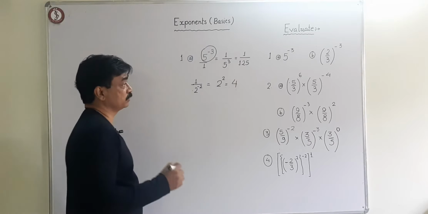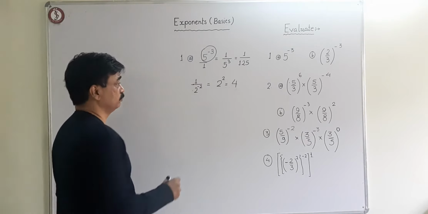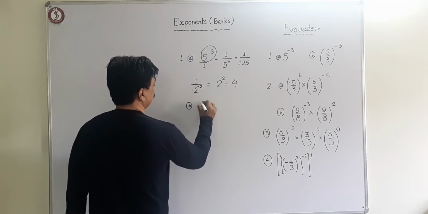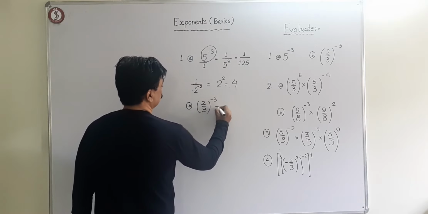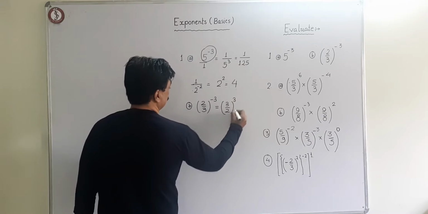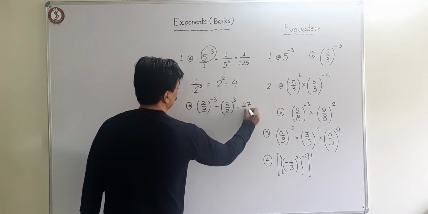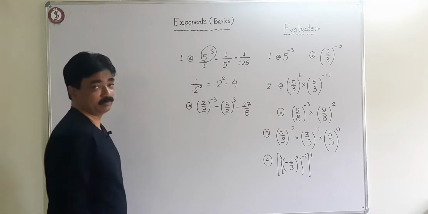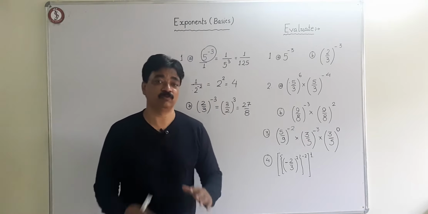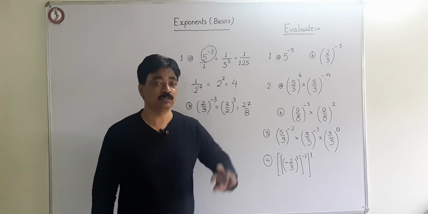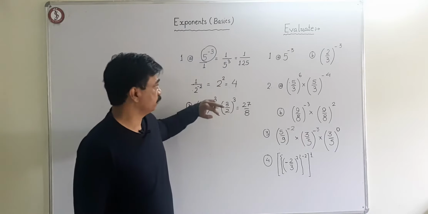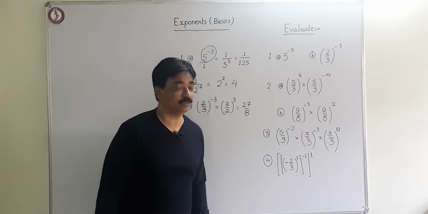Now suppose there is a fraction on which there is a negative power. That is question number B. So 2 by 3 the whole cube, with minus cube. It will just change: 3 by 2, just reverse. So this is 3 cube, that is 27, by 2 cube, which is 8. Simple. If I ask 4 by 5 to the power of minus 2, then it will become 5 by 4 to the power plus 2. So the power will become positive only when you interchange the numerator and denominator.